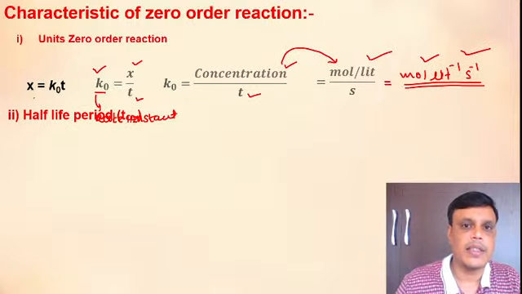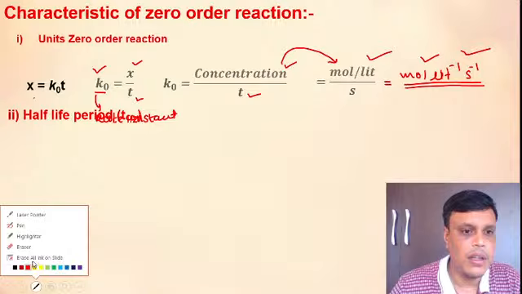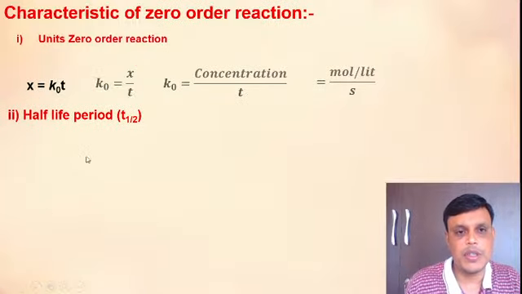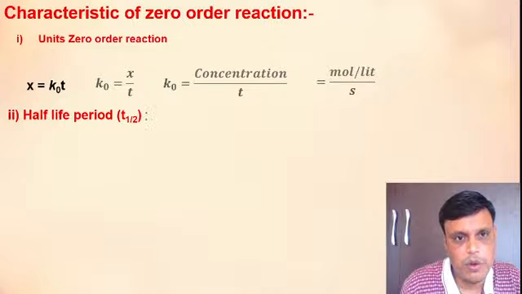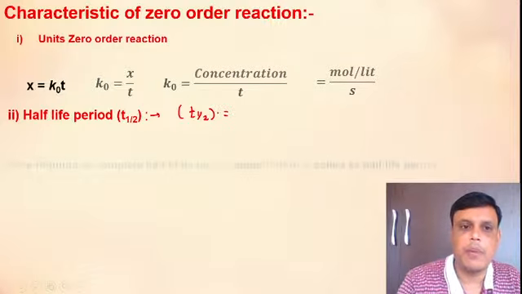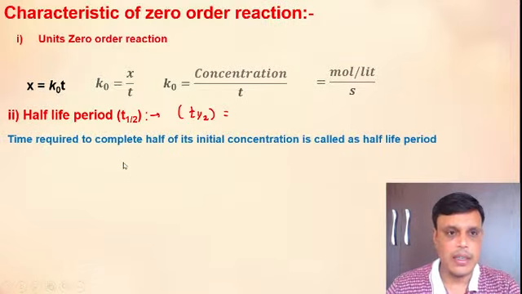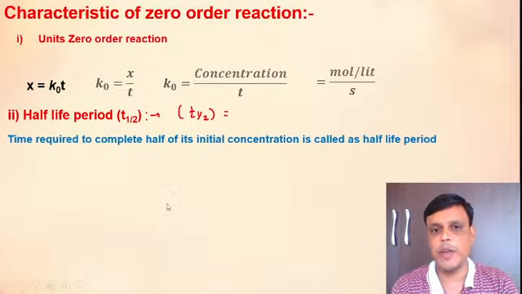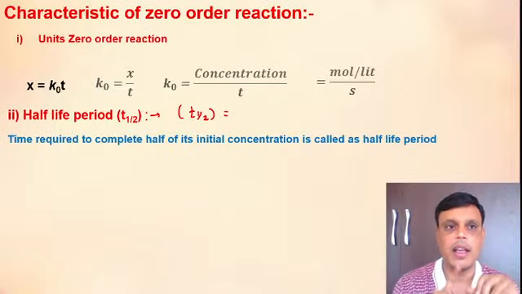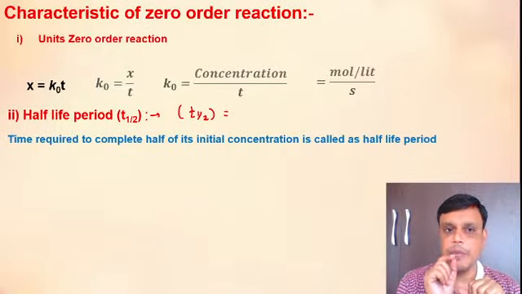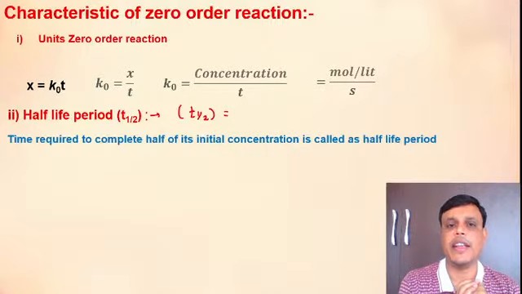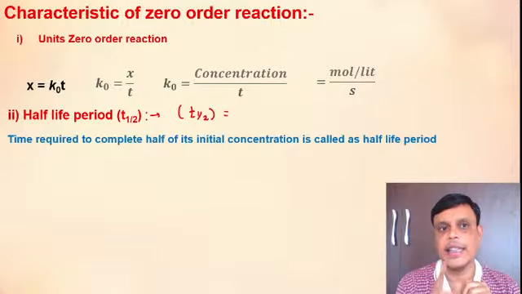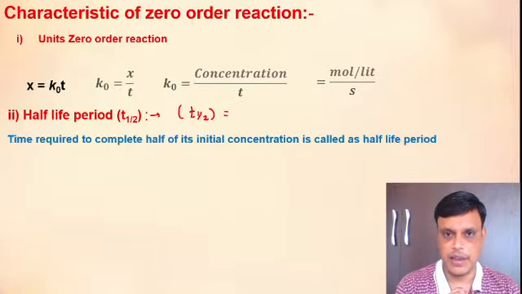Then the second term is the half-life period, which is denoted by t half. This is also a very important characteristic. What is half-life period? Half-life period is a time which is required to complete half of its initial concentration. It is called the half-life period. For example, in a reaction A goes to B, at a time t, half of the reactant A has converted into the product. That time t is called the half-life period for that reaction.